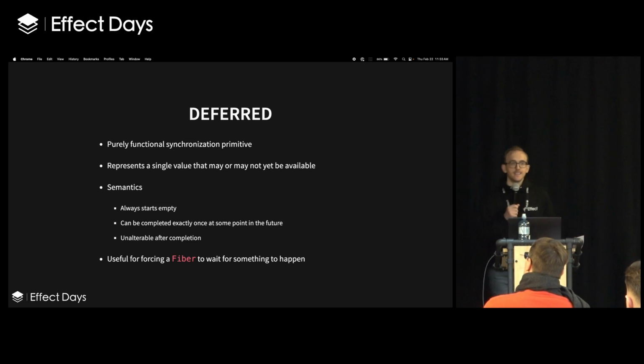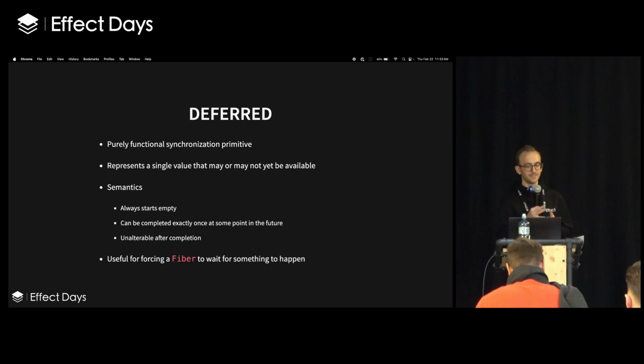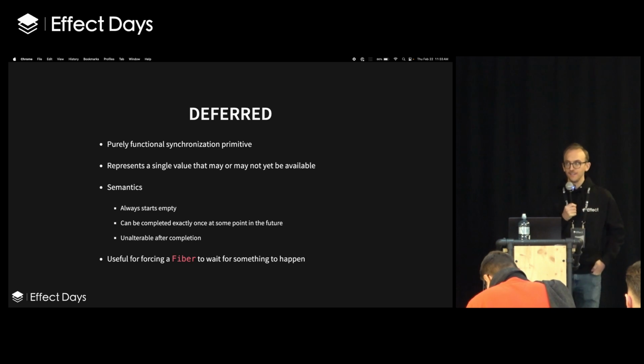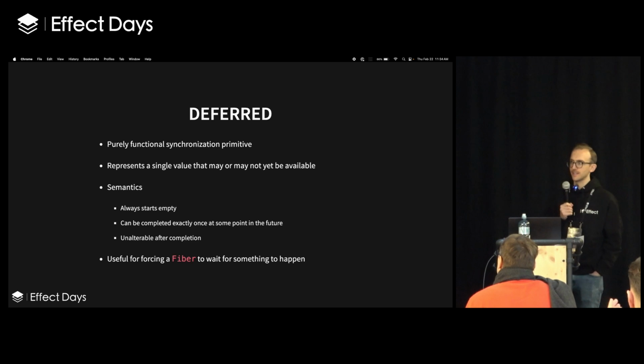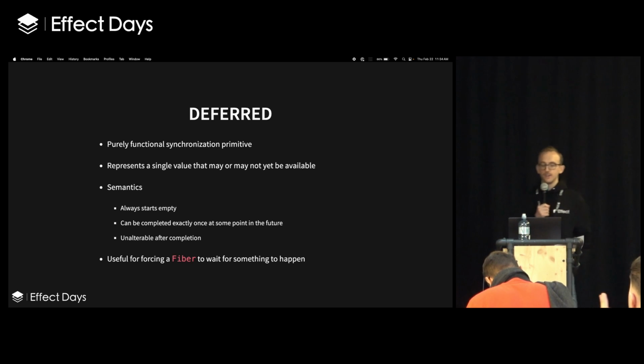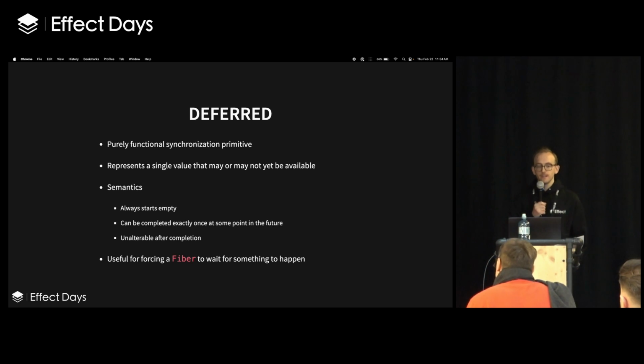So I think that probably one of the most underappreciated data types that we have, not inside effect itself, but in the effect community and in effect applications, is Deferred. Deferred is a very simple data type. It's a purely functional synchronization primitive that we have in effect. And all it is is a representation of a single value that may or may not yet be available. People often draw parallels to a JavaScript promise, although the semantics are not entirely the same.